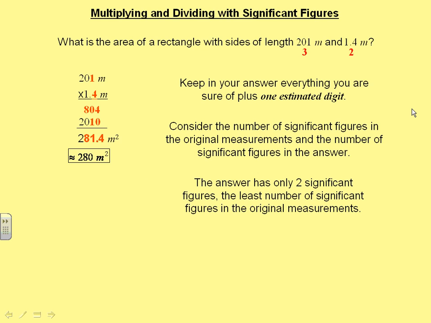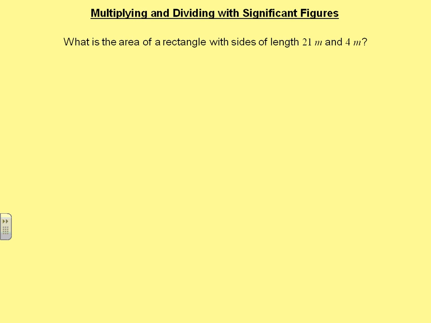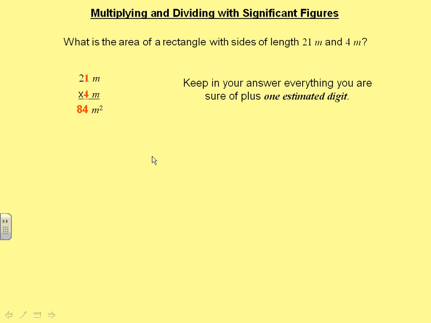So is that the rule? Well, let's do another example and check. What's the area of a rectangle with sides of length 21 meters and 4 meters? Well, we multiply, and again, the 1 and the 4 are the estimated digits. Since this one only has one digit, the whole number is estimated. So when we multiply, we get 84 meters squared. And if we can only keep what we're sure of plus one estimated digit here, we're not sure of anything. So we can only keep, at best, one estimated digit.